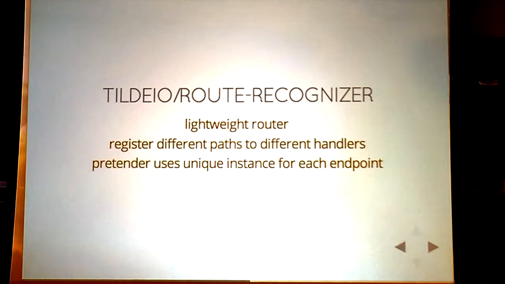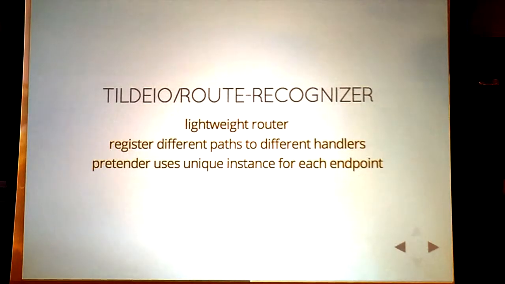The third microlibrary, or the second one it's built on, is made by Tilde.io. They're also a large contributor to Ember.js. It's called RouteRecognizer. Basically, it's just a really tiny router. It allows you to register different paths to different handlers. So Pretender utilizes this, obviously. It's going to register all the handlers that you define with the endpoints that you've set up.